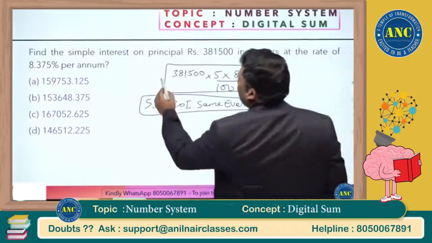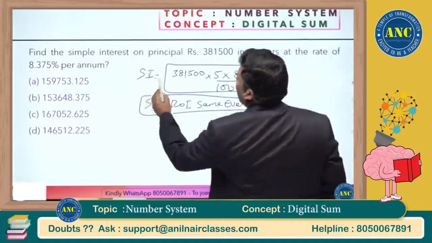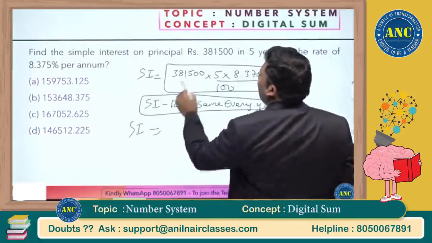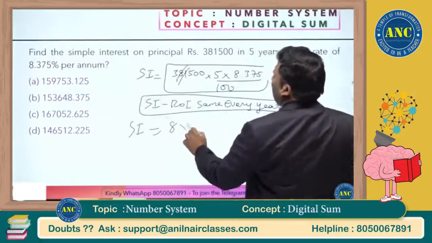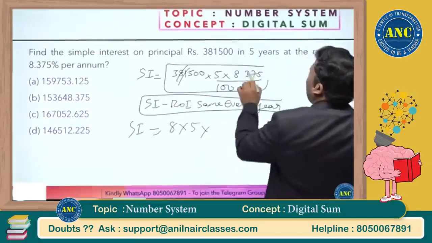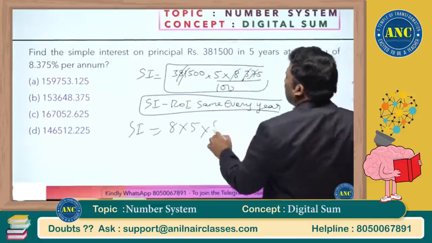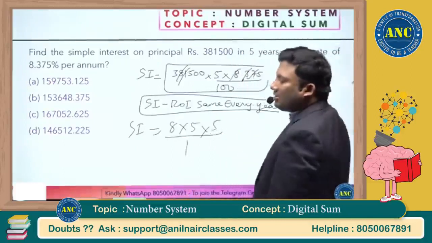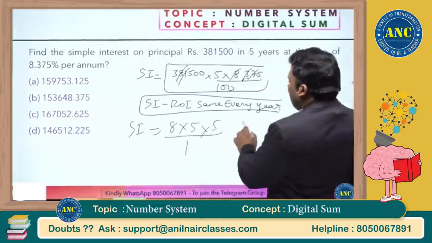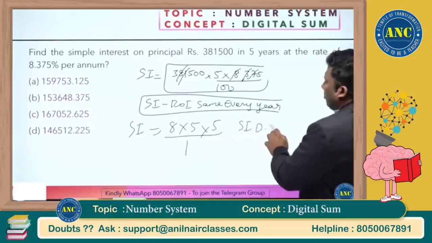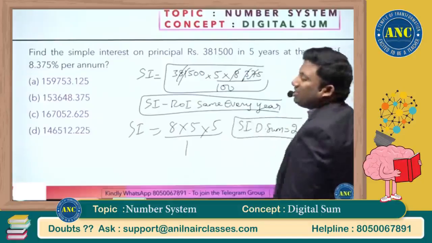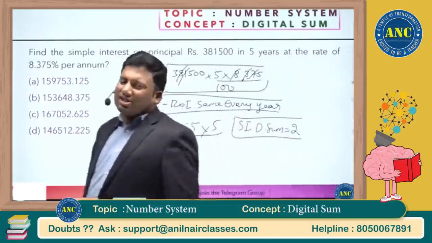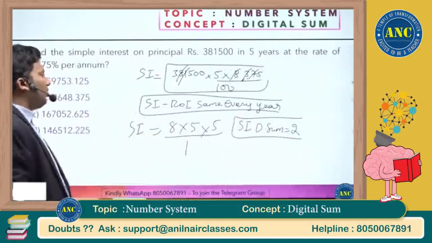What is the simple interest? What is the digital sum? 8 plus 1 cancel. 5 plus 3, 8 into 5. 7 plus 3, 10, 18 into 5 divided by 100. 8 5s are 40, 40 5s are 200. Simple interest, digital sum should be 2. Simple interest is quite simple, just a substitution only, sir.